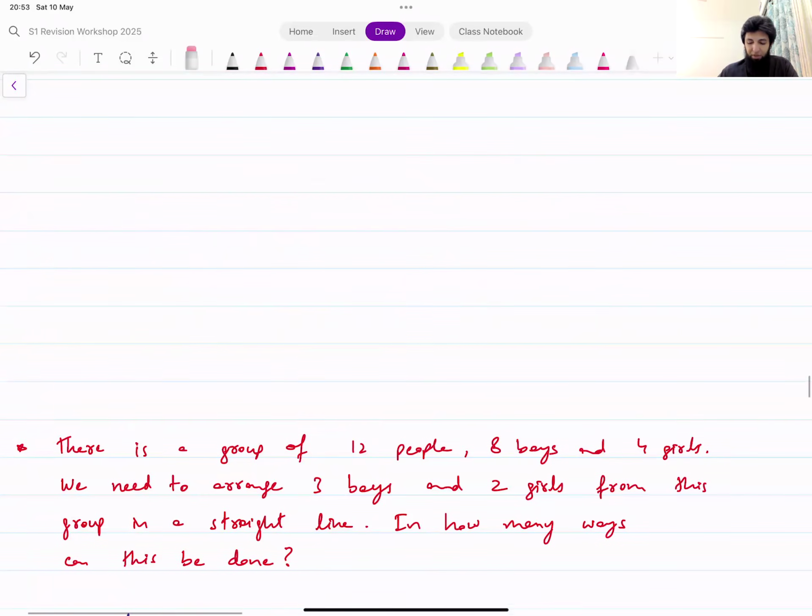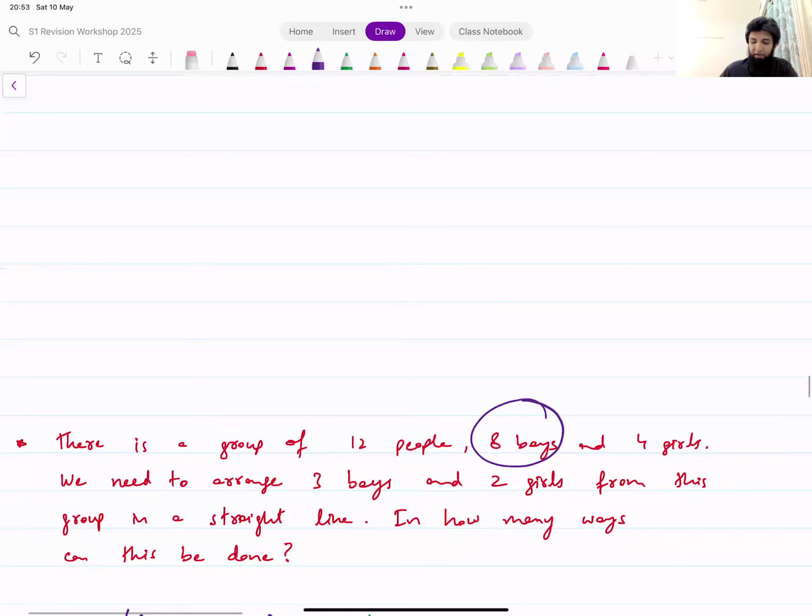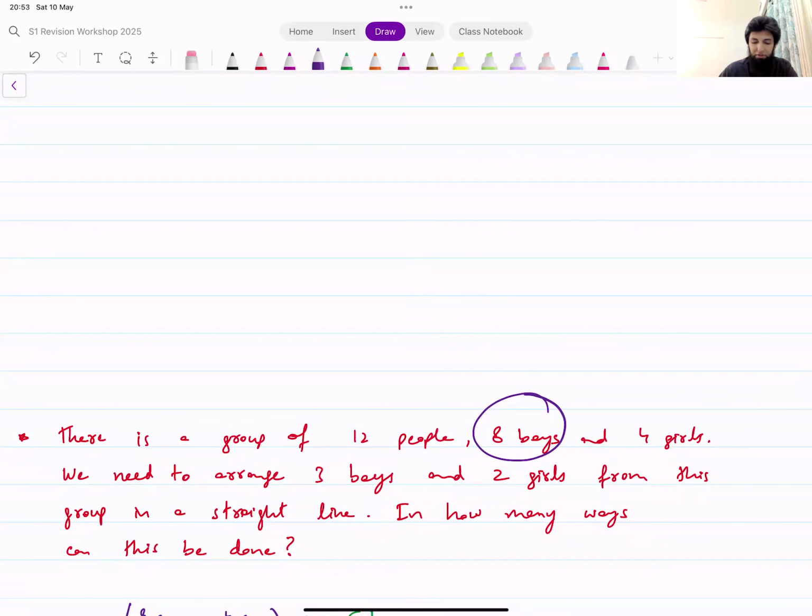There's a group of 12 people, 8 boys and 4 girls. We need to arrange 3 boys and 2 girls from this group in a straight line. In how many ways can this be done? Now, you see, there's a condition. There have to be exactly 3 boys out of those 8 boys, and 2 girls out of those 4 girls.